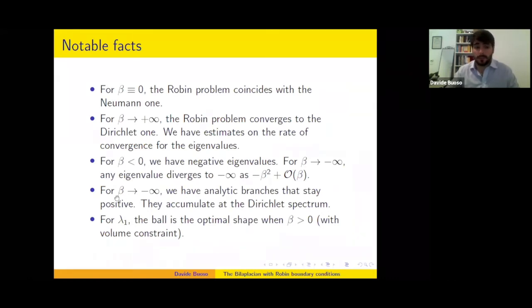When beta is equal to 0, lambda 1 is 0, so it's not really interesting. But when beta is negative, the interesting thing is that apparently the ball stays the optimizer for beta very small, but then when beta gets bigger and bigger in the negative direction, the ball is not the optimizer anymore. So these are more or less the facts that we are going to analyze in the case of the Bilaplacian.